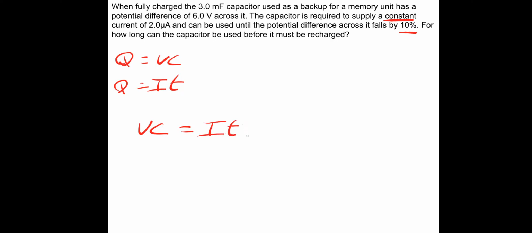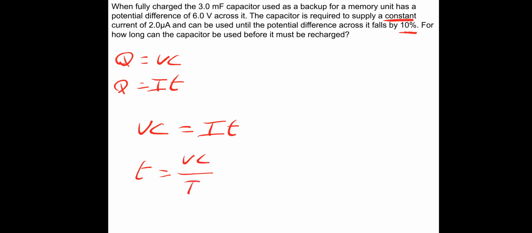So on this one we've got a constant current. So we can simply use Q equals VC and Q equals IT and make them equal to each other. We've also got the 10% to look at, which we can just use the numbers in the question and then just multiply by 0.1 at the end to give us the correct answer for time. So we can do VC equals IT and then rearrange to get T. So T is VC over I.